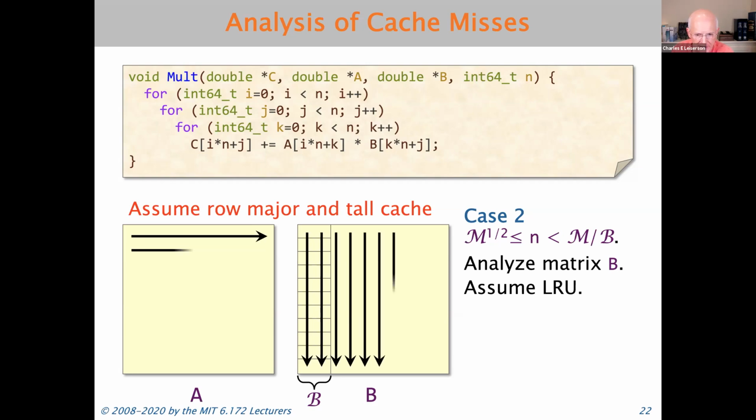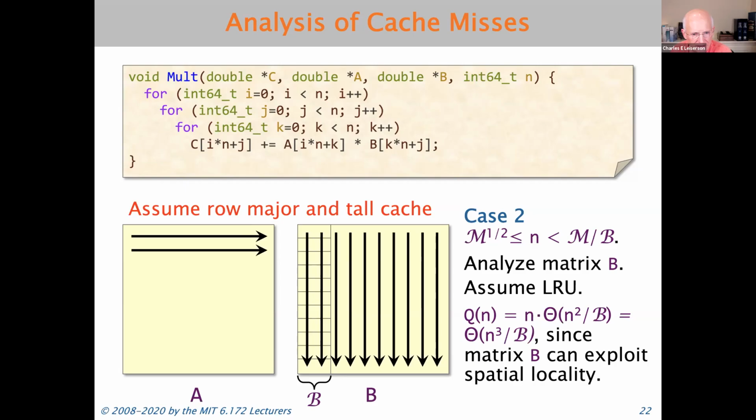And then I do it again, and we get the same kind of thing. So we end up with n rows times order n squared over B misses per value for I, and that's n cubed over B. So we actually saved a factor of B in cache misses, and that could be pretty important because the matrix B is exploiting the spatial locality.